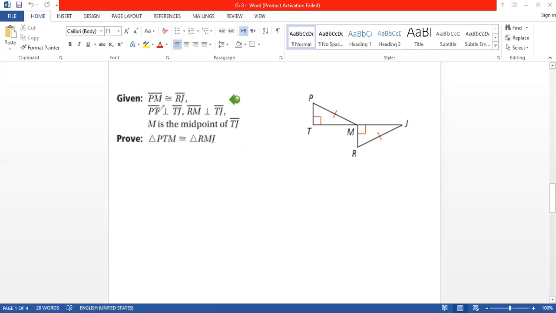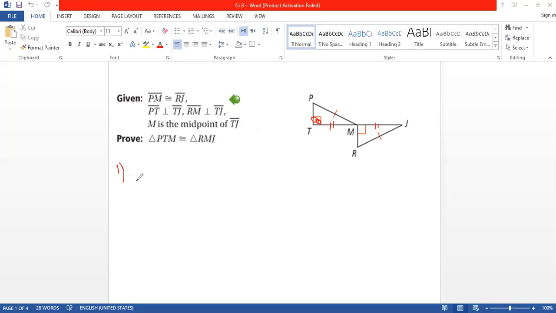Given that BM is congruent to RJ, BT perpendicular to TJ, that means this angle is 90. M is the midpoint of TJ, that means this part is equal to this part because M is in the middle. Prove that triangle BTM is congruent to triangle RMJ. Let's check the three conditions.